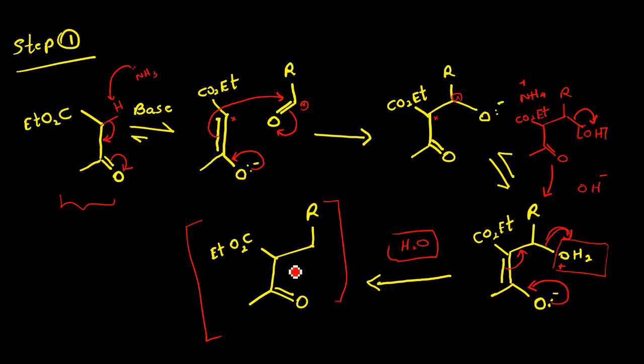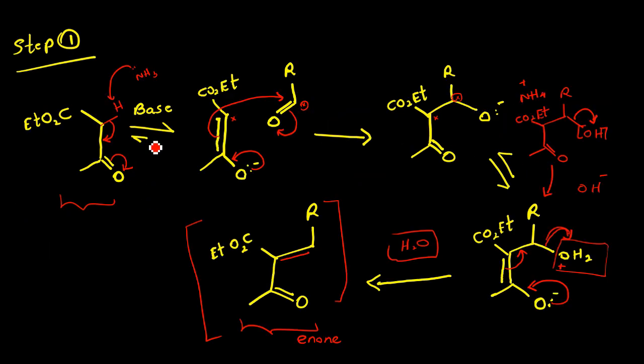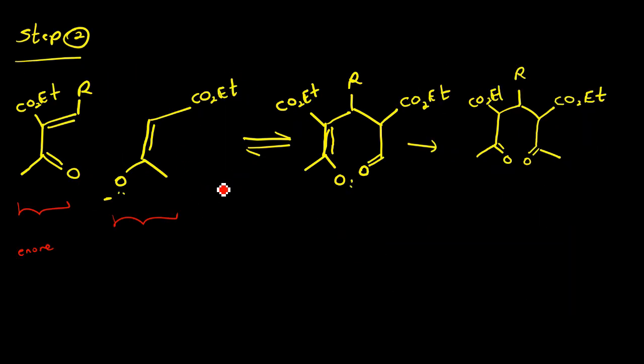So here, this is the structure we have at last. This is called an enone. Now in our second step, here we have the enone, and we have another beta ketoester in its more basic form. Here, after the base, we have the beta ketoester in this particular format. That's the format we have in here.